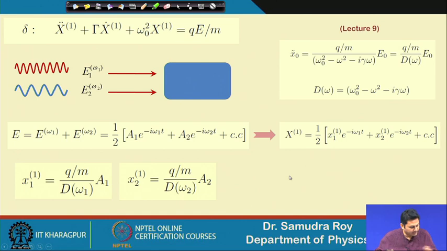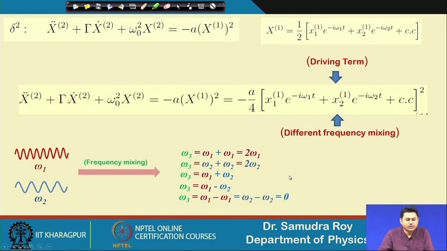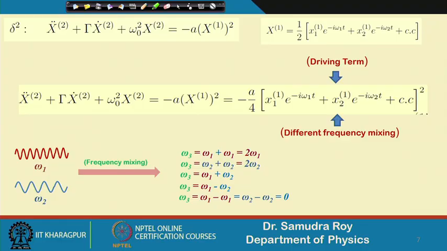In the next slide, after having the knowledge of x1, we are going to find out what the equation for x2 should be. x2 is a second-order solution, and the nonlinearity appears because of this 2, because when there is no anharmonicity, the only solution is x1, and this x1 we have already figured out in our last slide.